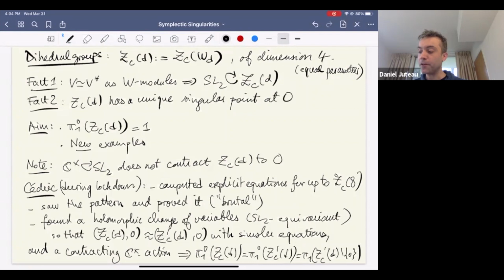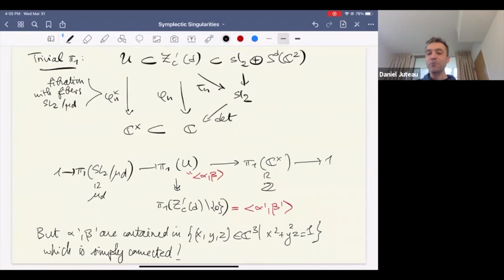And since you have this contracting action, the local fundamental group, you can compute it just as the fundamental group of the complement of the singular point. So it's conceptually easier already. Okay, he was able to prove this triviality. So let's see how he did.